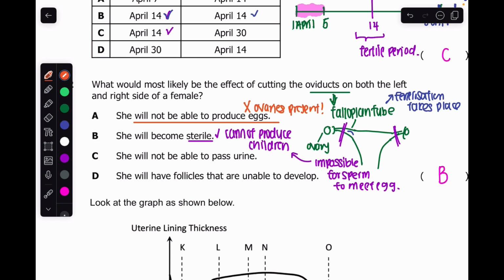Okay, that has nothing to do with her urinary system. Here we talk about follicles. Follicles are not really in your syllabus, but they are essentially parts of your ovary as well. They are parts of the ovaries that will produce some of the female hormones necessary for ovulation.